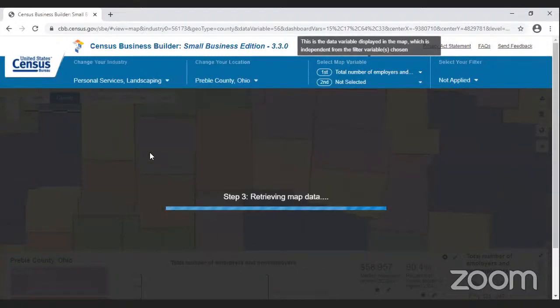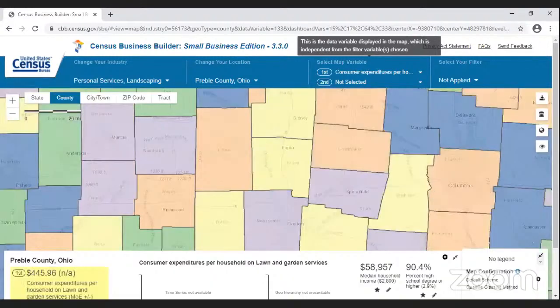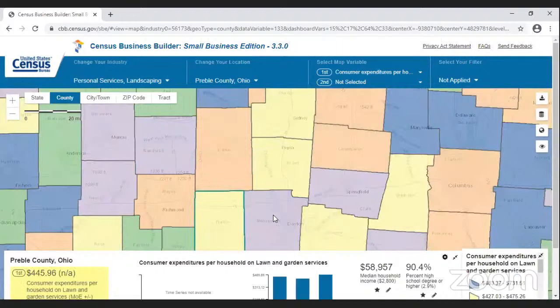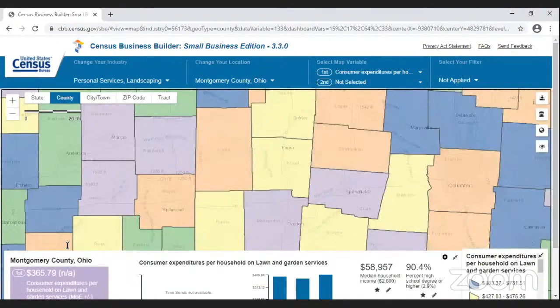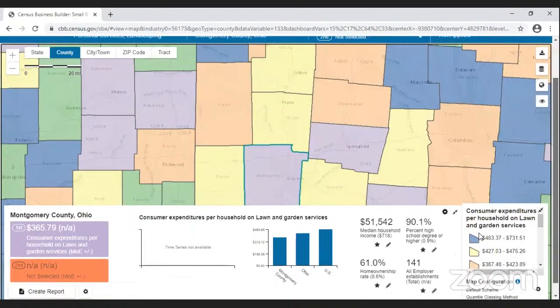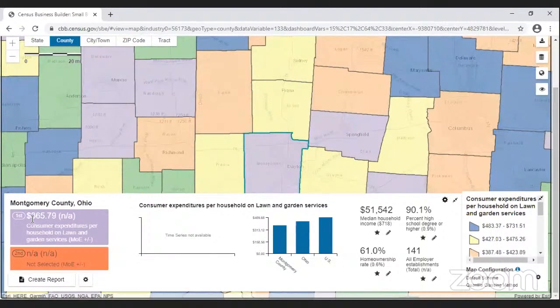And once it loads, I can see that the blue actually is where they're spending the most. So you can see here, these blue counties are where they're spending the most on their lawn and garden. And Montgomery County, if you click on it, you can see that Montgomery spends just over $365 a year on their lawn and garden. So that's one thing I'd want to know, especially if I was doing a landscaping business.